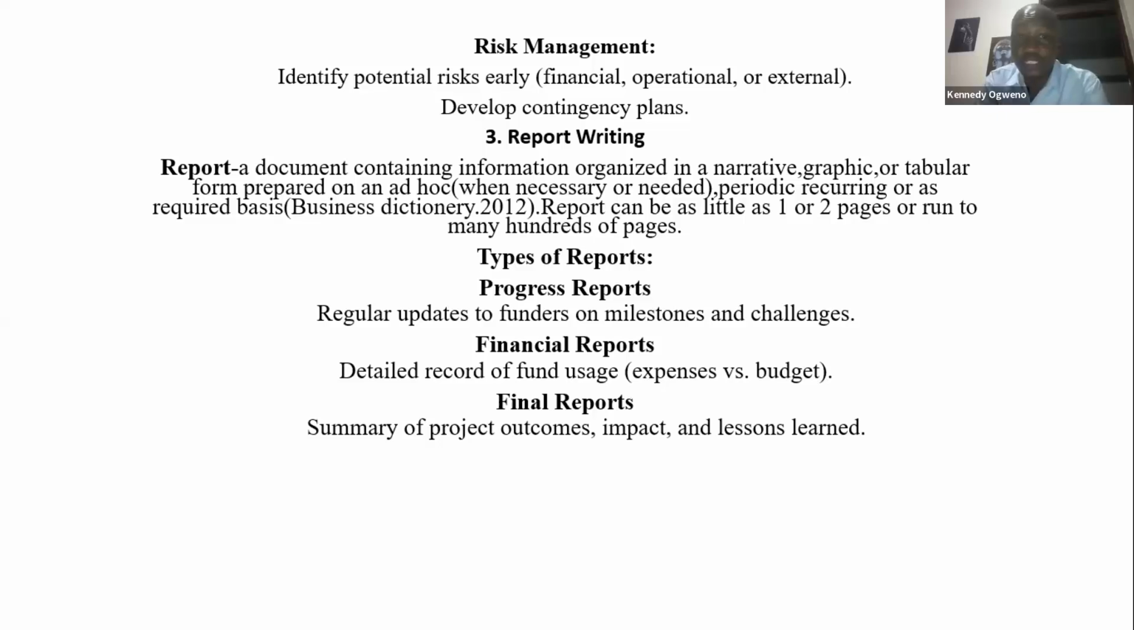Okay? So according to the Business Dictionary of 2012, a report is a document that contains a narrative that is very organized. It can be in graphic or narrative way, and it can be as little as one page or many hundreds of pages. It does not matter. What matters is what you are communicating. Which type of report are you writing? That's the most important thing. So you write a report to the funder that this is what we have managed to do, this is what's still pending, and these are the contingency measures that we still need. So it's communicating. That's a report.